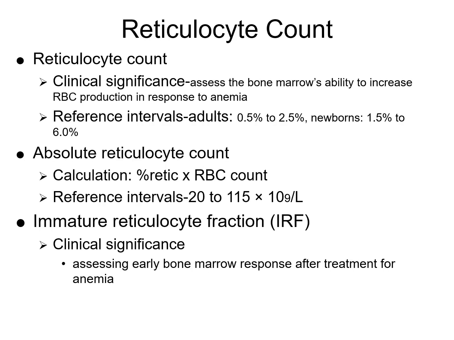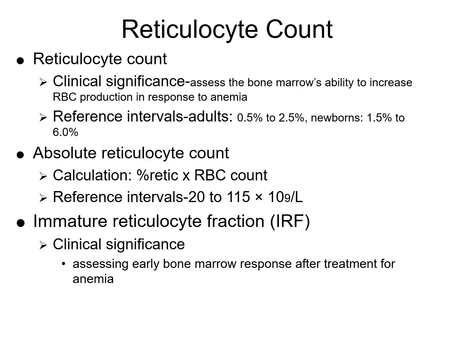Another test we can do is the reticulocyte count. The reticulocyte count is used to assess the bone marrow's ability to respond to anemia by increasing red blood cell production. It helps differentiate whether anemia is due to decreased red blood cell production or increased red blood cell destruction or loss of red blood cells. For reference intervals, adults are usually 0.5 to 2.5% of total red blood cells will be reticulocytes. Newborns will be higher. They have 1.5 to 6%, and this reflects their naturally higher erythropoietic activity when they're born.